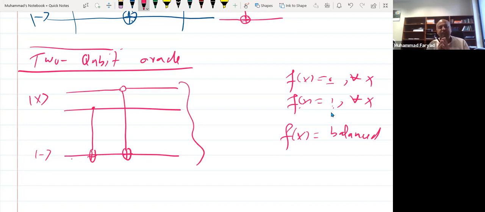Even the multiplication with a secret bit string gives a balanced function, because it gives f of x equal to 1 for half of the input and f of x equal to 0 for the other half. So all of these balanced functions can be implemented with oracles like this. Actually, even if you have more than 2 qubits, you can implement balanced oracles using different combinations of control x. And this is something that we have already done, so I'm not giving more examples for this balanced function implementation. So it's clear so far?